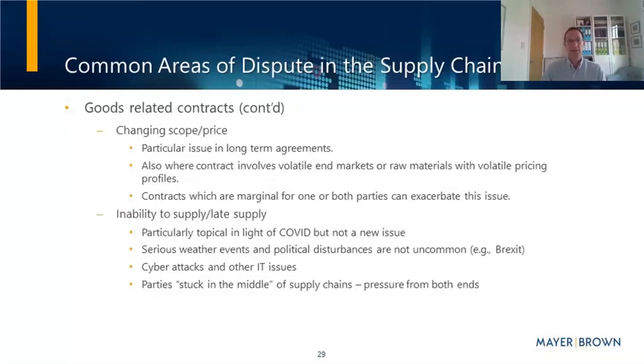On this slide, I've mentioned changing scope or price. But this is a particular problem where you have long-term contracts and price or supply volatility. I think this is an example where contracts that are particularly marginal can create problems. Even where you have clear provisions on pricing, a party that's being disadvantaged by unforeseen movements in the market can look for other ways to mitigate that risk, or it can even push a party into a financially unviable position in the most extreme cases.